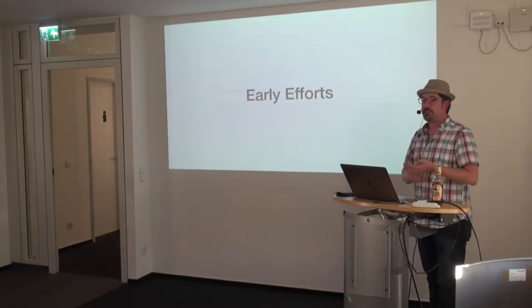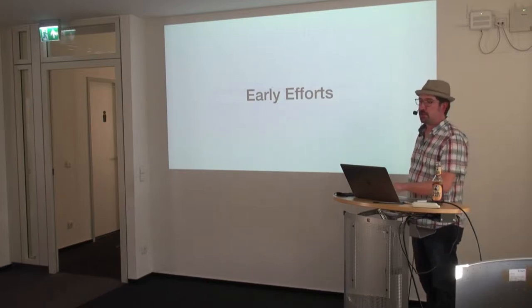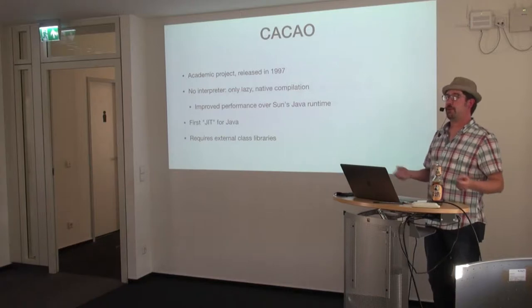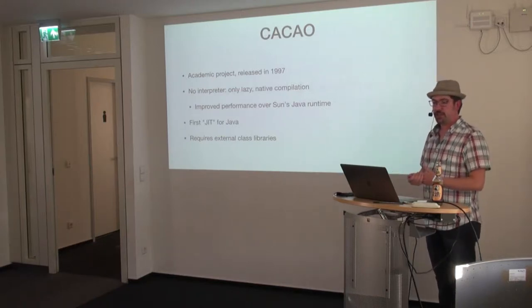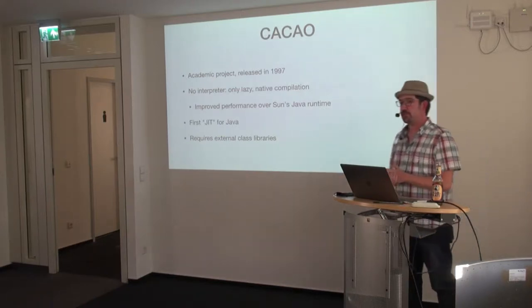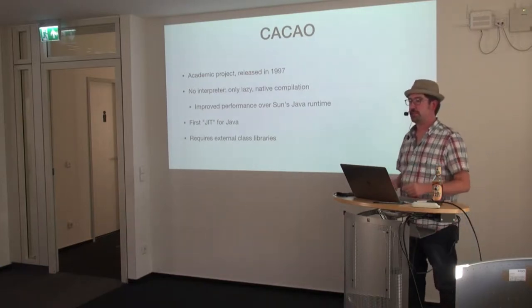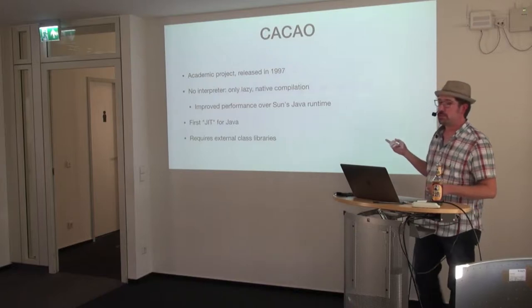Okay, so I said the pressure's been building for this for a long time. We'll talk about some of the early efforts to build open source Java. So Java itself came out 96, 97-ish. Very quickly after the first release of Java, there were a number of research projects to build open source versions of it. Kakao was one of the earliest ones.